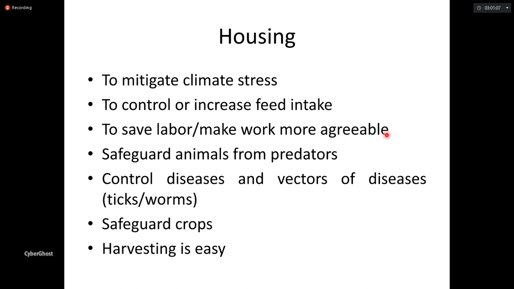Right, then we need to control, because of the housing systems, we can control the amount of feed consumed by these animals. The amount of feed can be increased or decreased based on the type of housing systems that we are practicing.